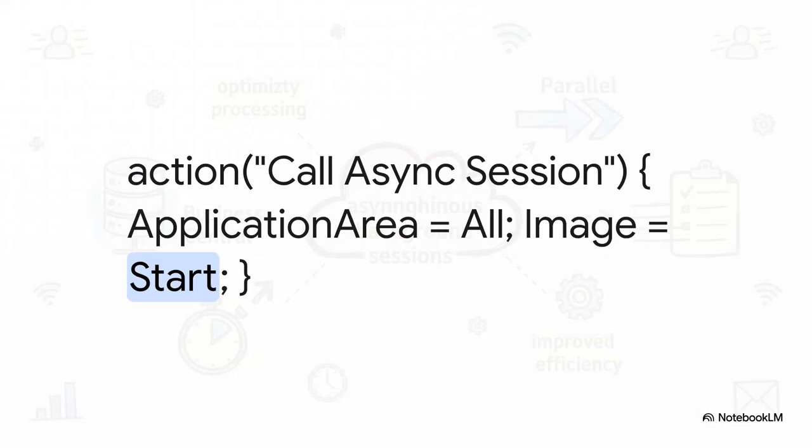Here's our first code snippet for step 1. Inside your page, you're going to define an action. Let's say we call it CallAsyncSession. We'll set the application area to All, promote it, and maybe give it an image of Start. Now, inside the trigger for this very action is where you drop in that basic syntax we just looked at, the Session.StartSession command. This page action sets up the interaction point. The user clicks it, and boom, the background process fires off, leaving them totally free to just keep navigating around the page.